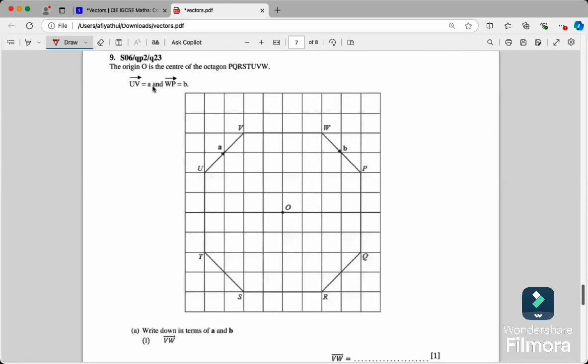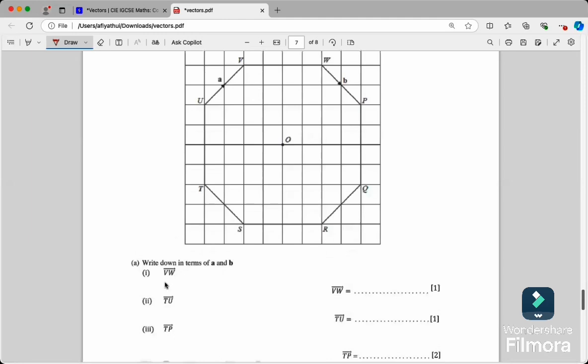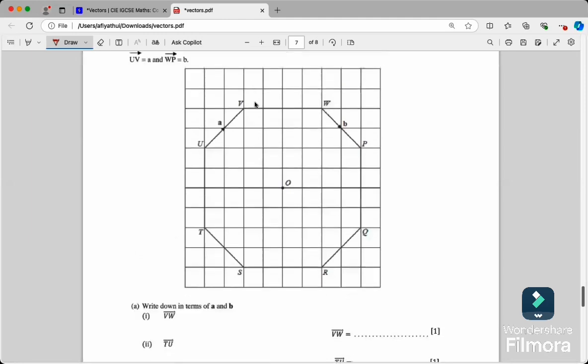Fine. The origin O is the center of the octagon PQRSTUVW. UV is A and WP is going to be B. First question is to find out VW. So VW is here. VW is this line.